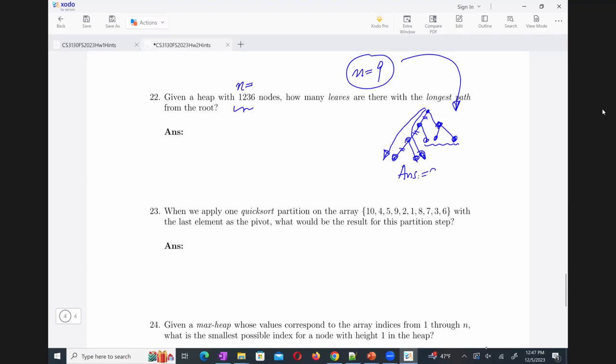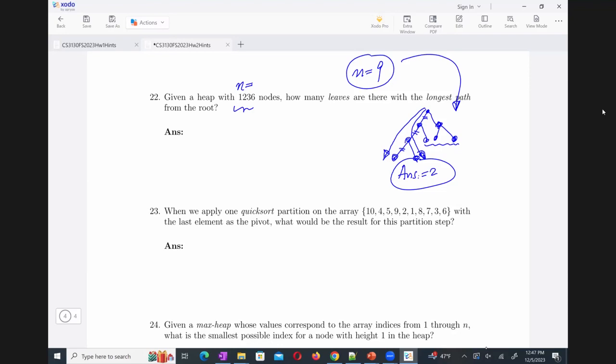Okay? The answer is 2. But you need to summarize it. How do we get to it? The number of nodes at the bottom level, right? The number of nodes at the lowest level. So how do we calculate the lowest level?